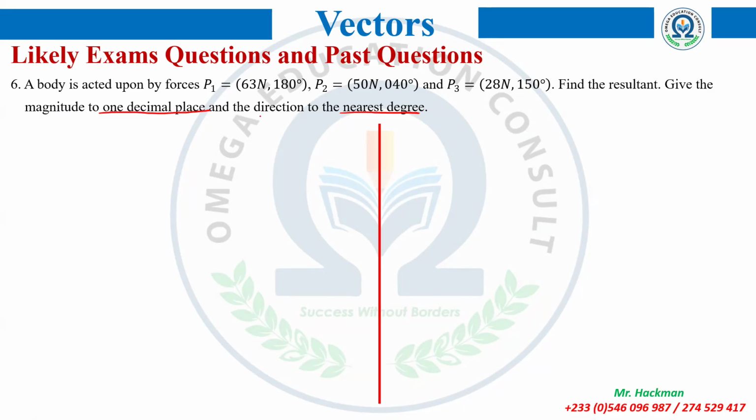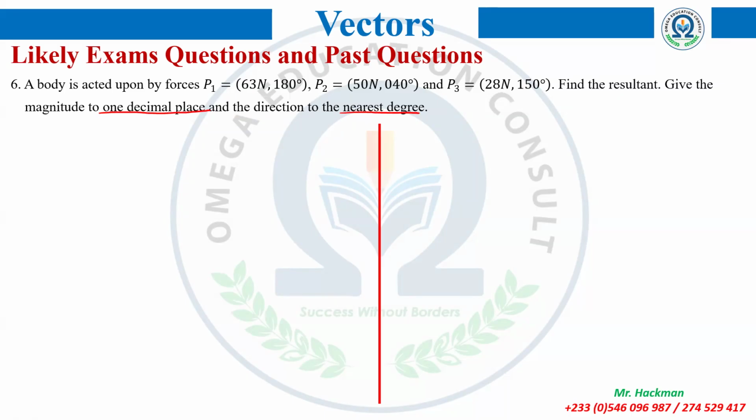But the follow-up here is not even a question. The information you have here is telling you that in giving your resultant, the magnitude must be in 1 dp and the direction must be to the nearest degree. Is my point well made?